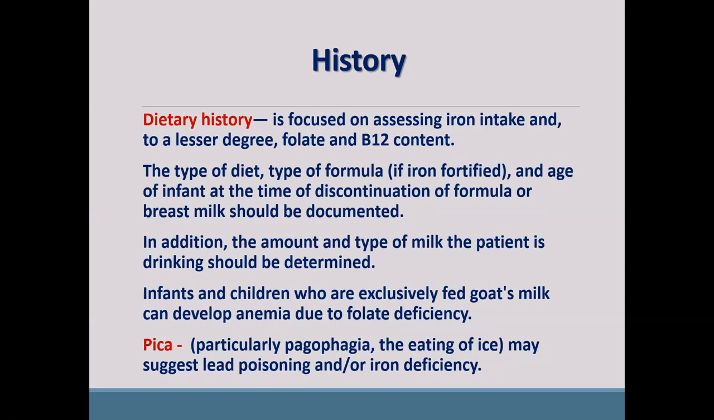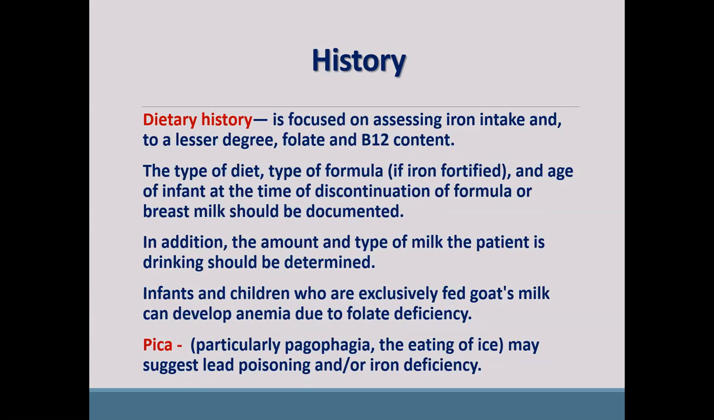Dietary history is focused on assessing iron intake and, to a lesser extent, folate and B12 content, the type of diet, type of formula, whether iron fortified or not, age of the infant at the time of discontinuation of formula, and breast milk should be documented. In addition, the amount and type of milk the patient is drinking should be determined.